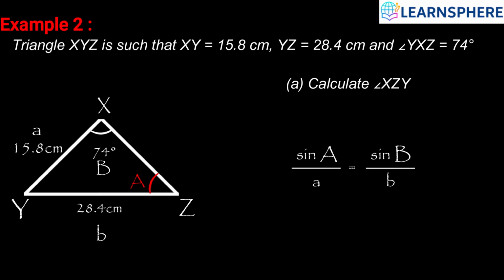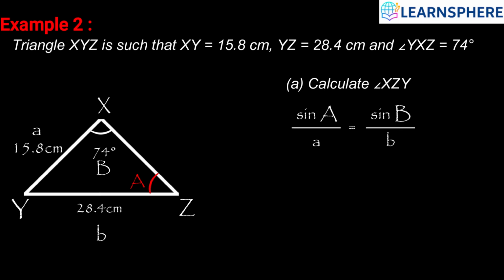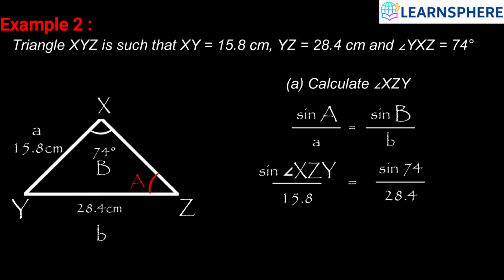Next, we can substitute the values of the angles and sides into the formula, which gives us sine angle XZY over 15.8 is equal to sine 74 over 28.4. Next, as we want to find the angle XZY, we can leave sine angle XZY on the left-hand side and cross multiply 15.8 to the right-hand side, which gives us 15.8 times sine 74 over 28.4.